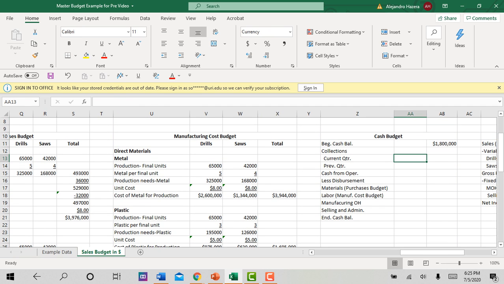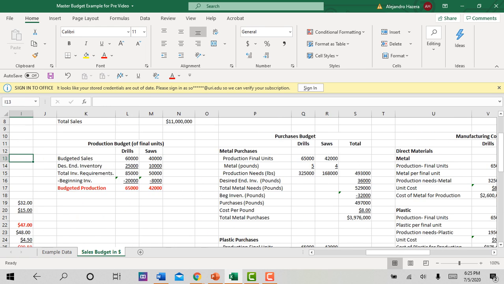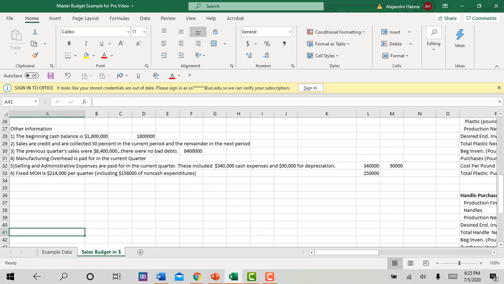Okay, how about the collections? Here's the piece of information that you have to look for in the collections. During the current quarter, it says sales are on credit. Half are collected in this quarter and half in the remaining quarter.